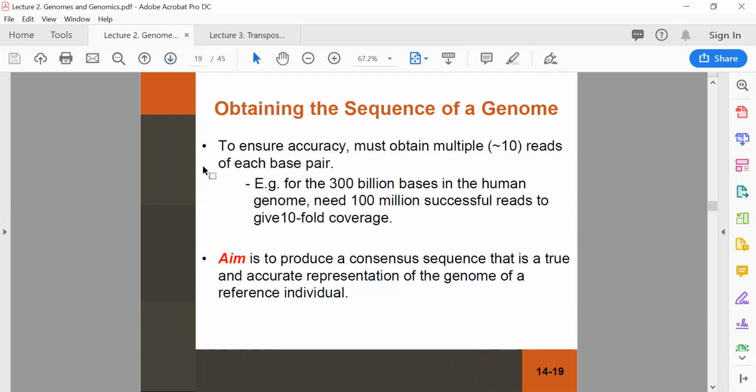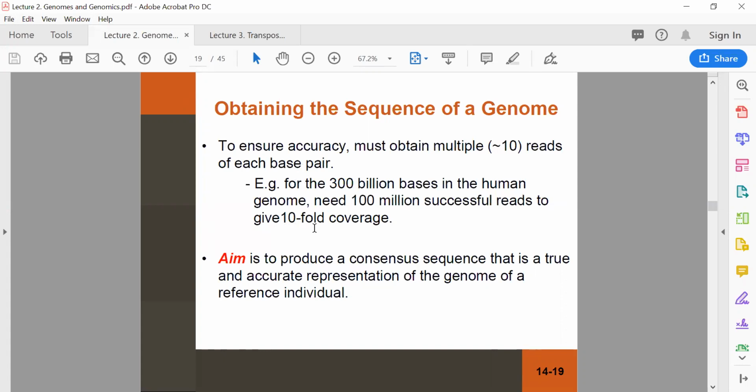All right, so how do we ensure that we have a consensus sequence? To ensure this accuracy, we need to obtain multiple, that is about 10, successful reads of each base pair. So for example, for the 300 billion bases in the human genome, we would need 100 million successful reads to give this 10-fold coverage, which is considered to be fairly accurate. But remember, not all the reads are successful, so the number of attempted reads is actually even larger than that.